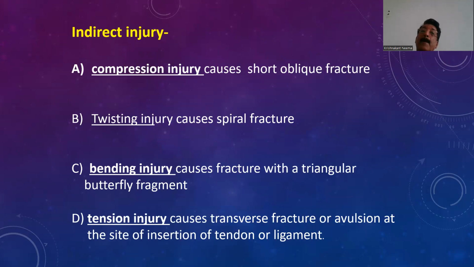What are the examples of indirect injury? Number one, compression injury. When there is compression, this can cause a short oblique fracture, or there can be twisting injury. This can cause spiral fracture, or there can be bending injury. In the bending injury, you always find a triangular fragment. And there can be tension injury. When both the fragments are pulled apart, this causes a transverse fracture, or there is an avulsion at the site of tendon or ligament.